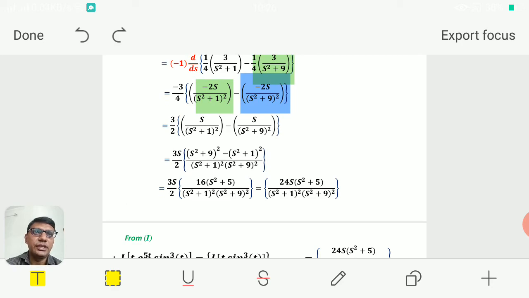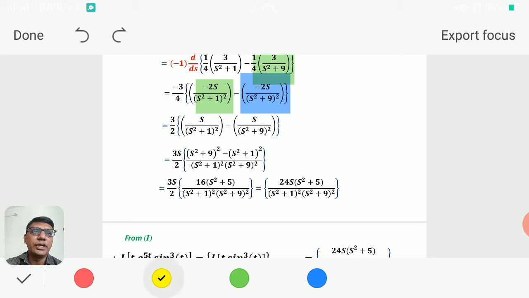After taking s common we get 3s upon 2 times s square plus 9 the whole square minus s square plus 1 the whole square, upon s square plus 1 the whole square into s square plus 9 the whole square. Here we are taking the LCM. After simplifying this term we get 24s into s square plus 5 upon s square plus 1 the whole square into s square plus 9 the whole square.